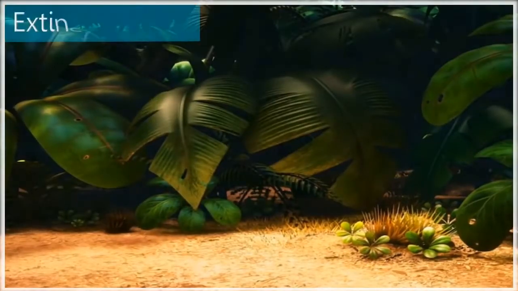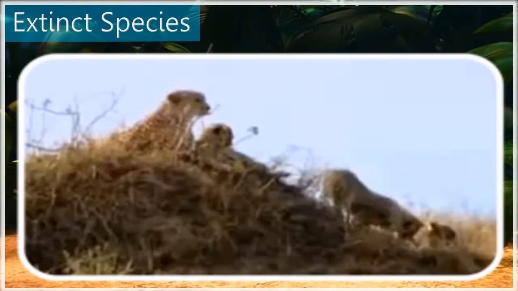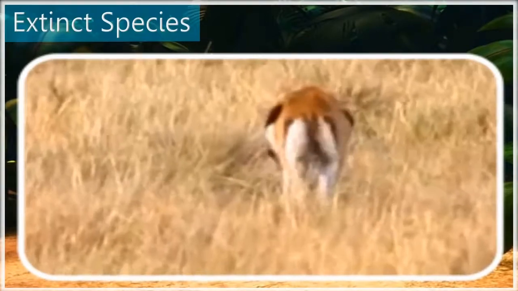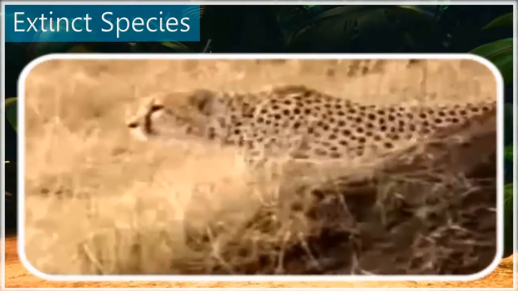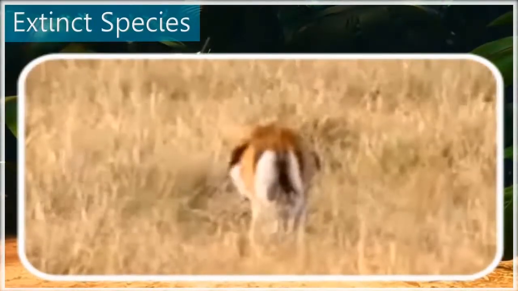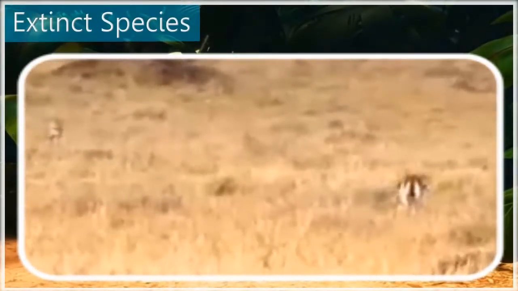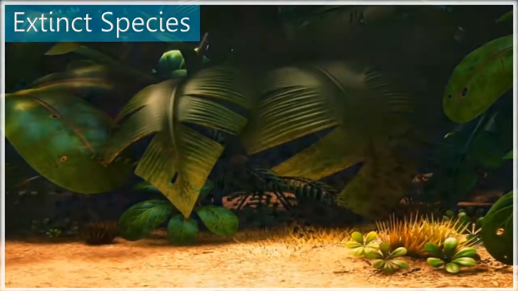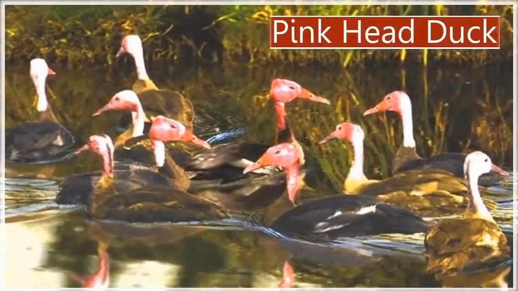Number 6. Extinct species. These are species which are not found after searches of known or likely areas where they may occur. A species may be extinct from a local area, region, country, continent, or the entire earth. Examples of such species are the Asiatic cheetah and pink-headed duck.